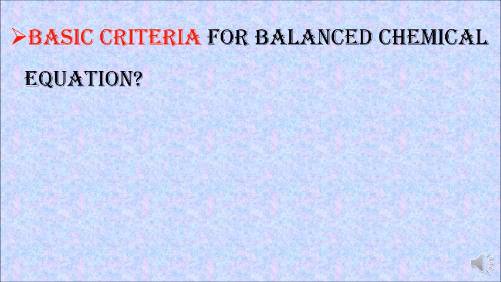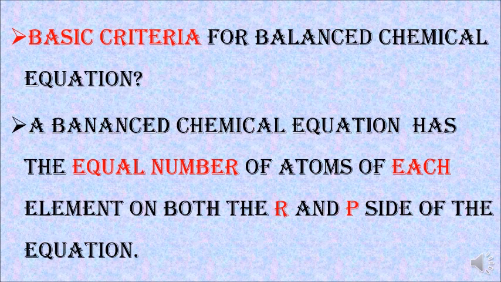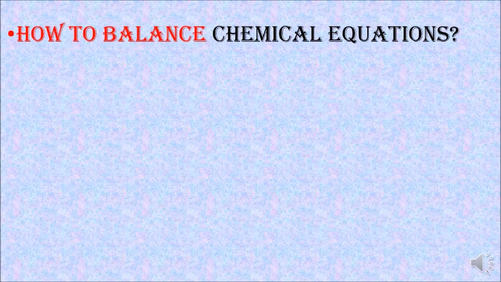So, for balancing a chemical equation, the number of atoms of each element must be the same on either side of the chemical equation. Now, can you tell me the basic criteria for a balanced chemical equation? Correct. A balanced chemical equation has an equal number of atoms of different elements on both the reactant and the product sides of the equation. Moving on to the most important part, how to balance chemical equations.